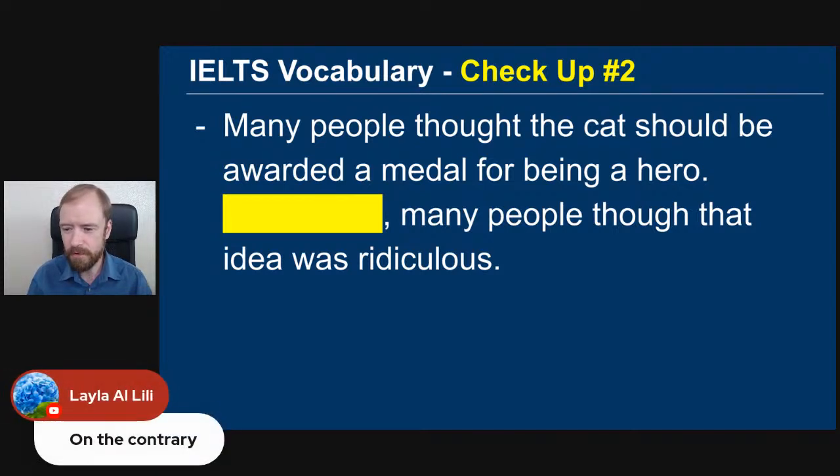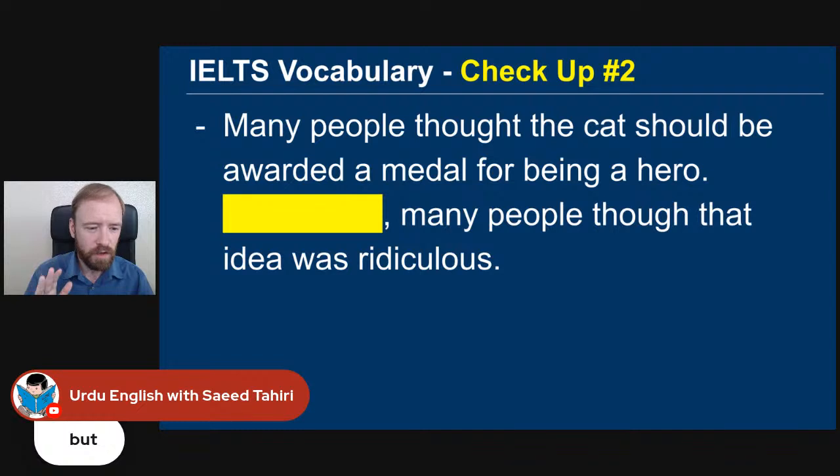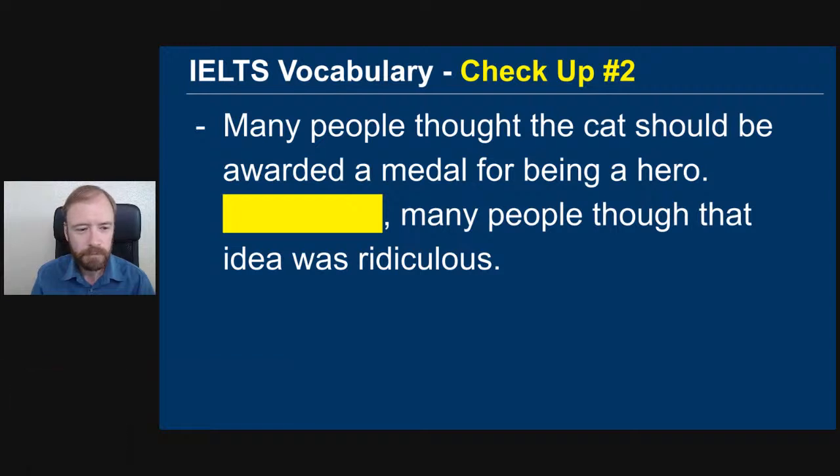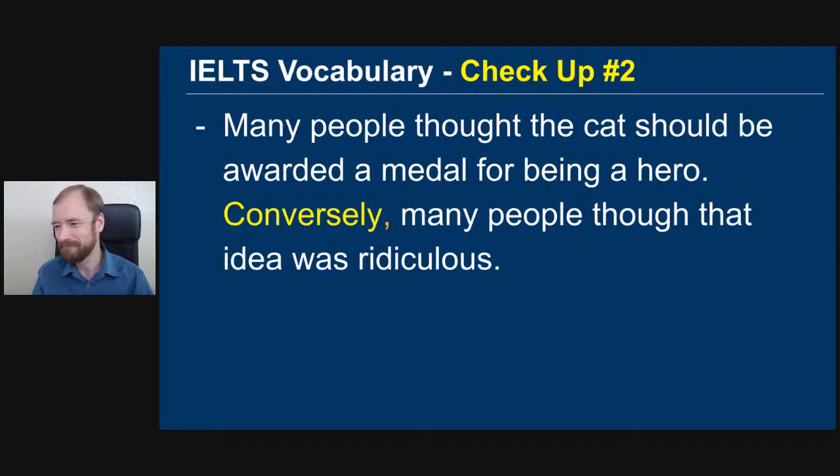So yeah, all of these could work, but we don't want to start our sentence with but. But is a conjunction. It works well in the middle of a sentence, but let's not start a sentence with but. So all of those could work. However, on the contrary, on the other hand, in contrast, the word I chose was conversely, to help you learn conversely.